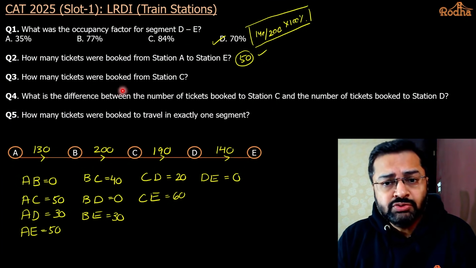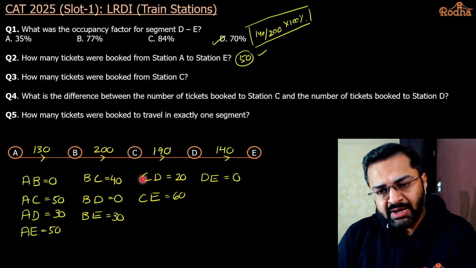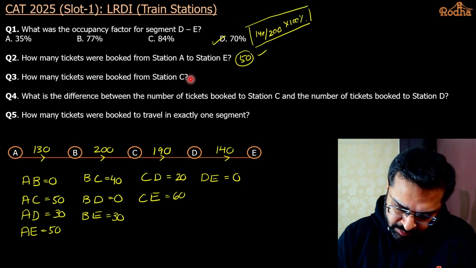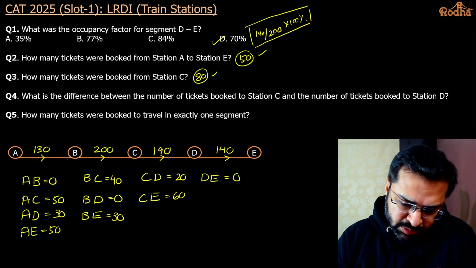Okay, how many tickets were booked from station C? So station C, how many tickets would be booked? We have again written systematically. So this starts from C, this starts from C. So CD plus C, this is 20 plus 60, this becomes 80. That is your answer here.